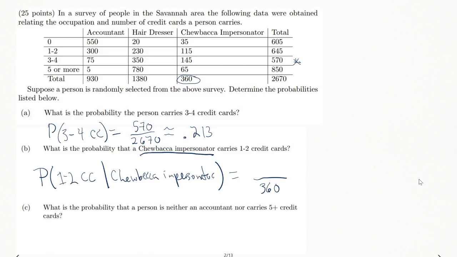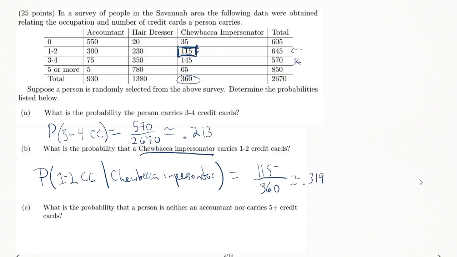Alright, so now, where do we go from here? Well, the 1 to 2 credit cards, okay, we need to find that information. Well, where would we find 1 to 2 credit cards? Well, notice 1 to 2 credit cards, you could go all the way in this row and go to 645, but we only care about the ones that are Chewbacca impersonators, so the 115. So our answer here is 115 divided by 360. I know that can be a little bit tricky, and I'm going to go through it a different way as well to kind of correspond to what you're seeing probably in the notes. So our answer, just an FYI, is 0.319.